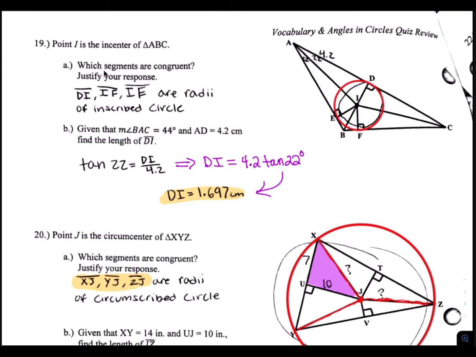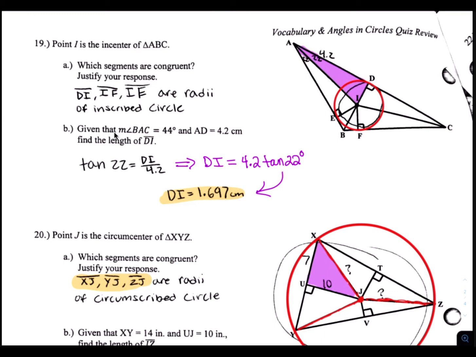So question A, which segments are congruent? Justify your response. Well, because I is an incenter, the radius from I to E is the same as the radius from I to F, which is the same as the radius from I to D. So those are the three segments that are congruent: DI, IF, and IE. And it's because they are all radii of this circle.